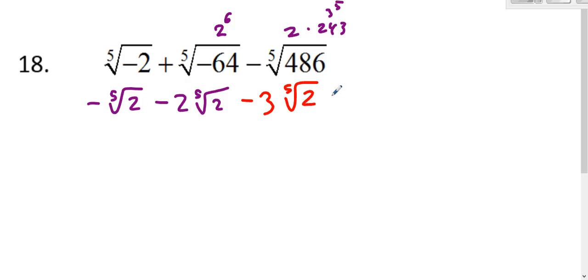We have all the same radicand. Now we just combine them. So negative 1 minus 2 minus 3. It's negative 6, 5th root of 2. Keep the index, keep the radicand.